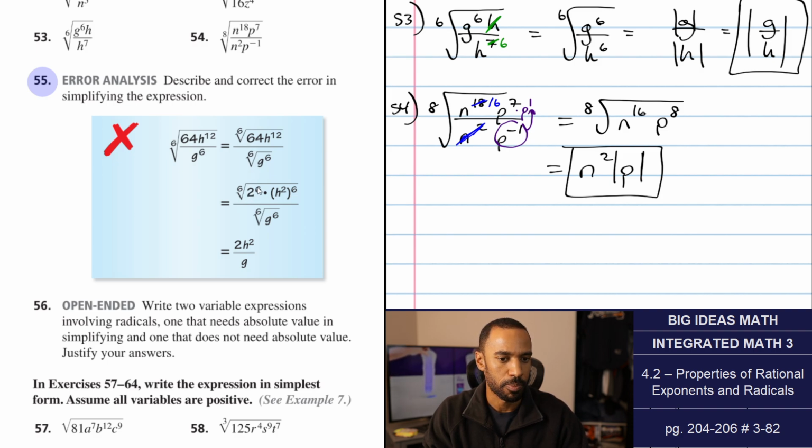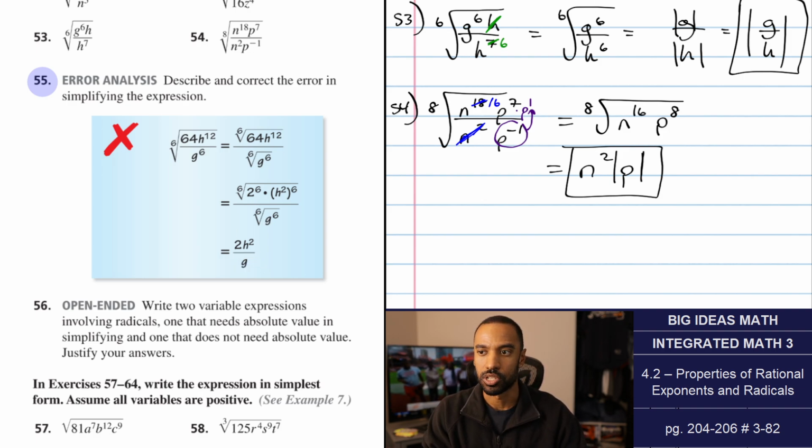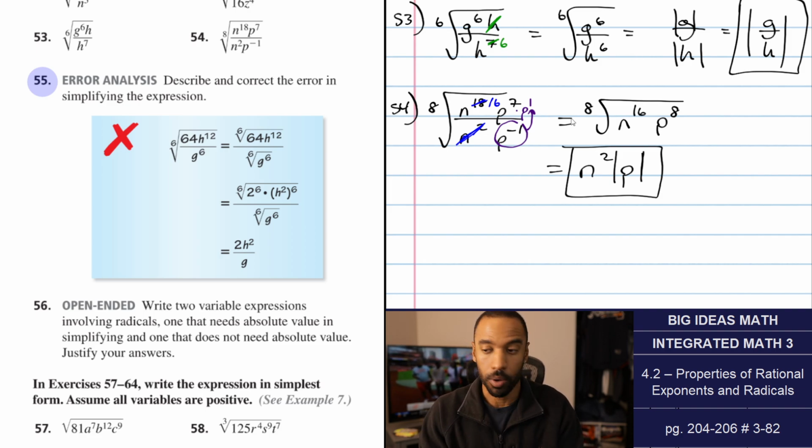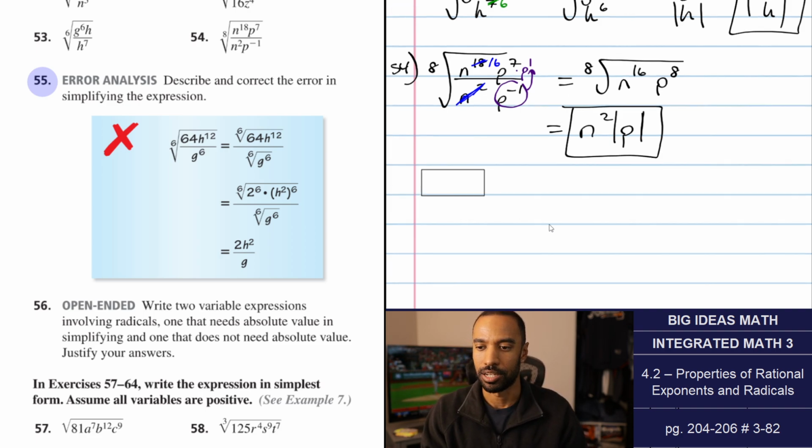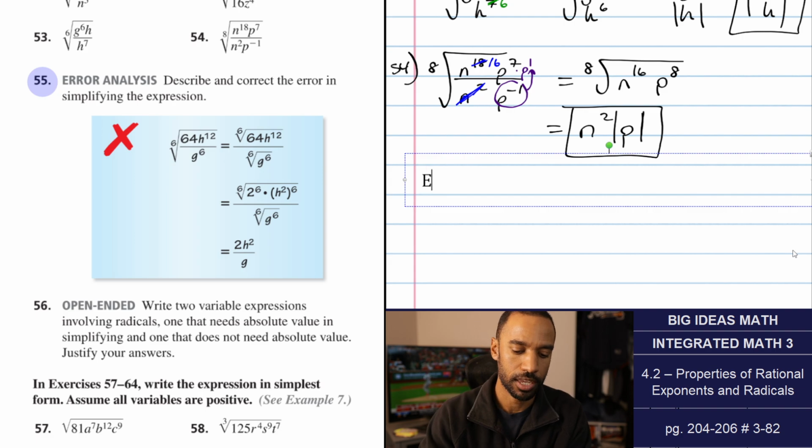64 is 2 to the 6th power, so the 6th root of 64 is indeed 2. There's nothing wrong with that. The 12 divides by 6 and you get 2. And 6 divided by 6 is 1 for g, so you get a g. So what's the problem? The problem is that g is not wrapped in an absolute value. Everything else is correct.